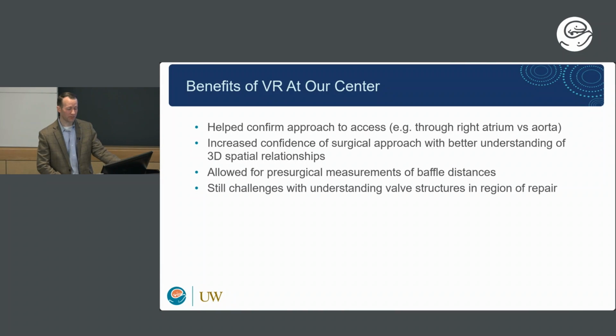So I think the benefits for us so far, in this initial feasibility stage, is that it's helped us confirm how the surgeons are going to approach things. Are they going to go through the right atrium, through the aorta, through the PA, through the front of the RV, like ChatGPT suggested? And then there's some increased confidence in the surgical approach. They still make their final decision based on what they see in the OR, but it's less of "we'll see what we end up seeing in the OR" and more that we have some more confidence in how things are related to each other leading into surgery.